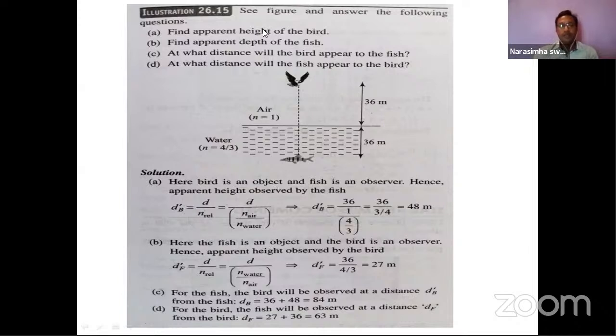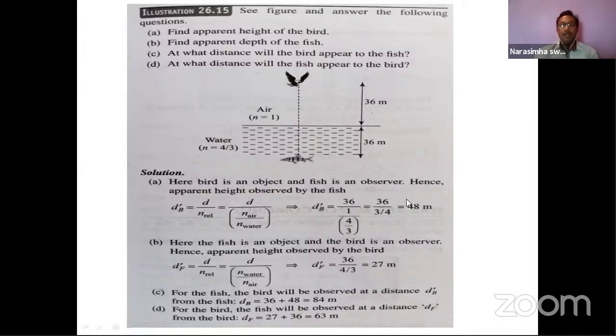First, they are asking for the apparent height of the bird with respect to the fish. So the depth of the bird, actually the height, right? So it is the ratio of the refractive indices, air to water. Air we know is 1 and water is given in the problem as 4/3. So substituting these values gives 3/4. 36 by this one, we are getting 48 here.